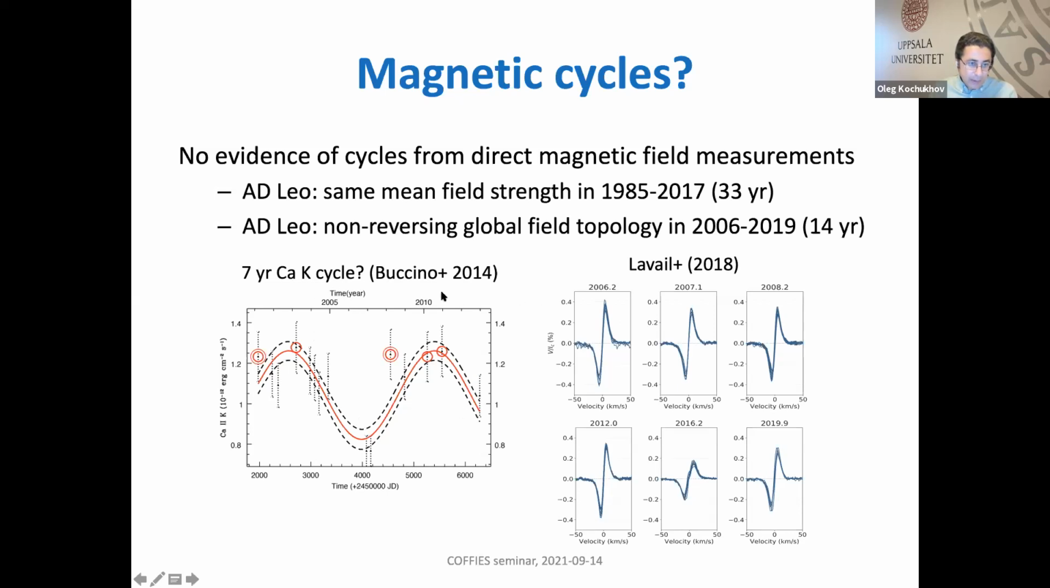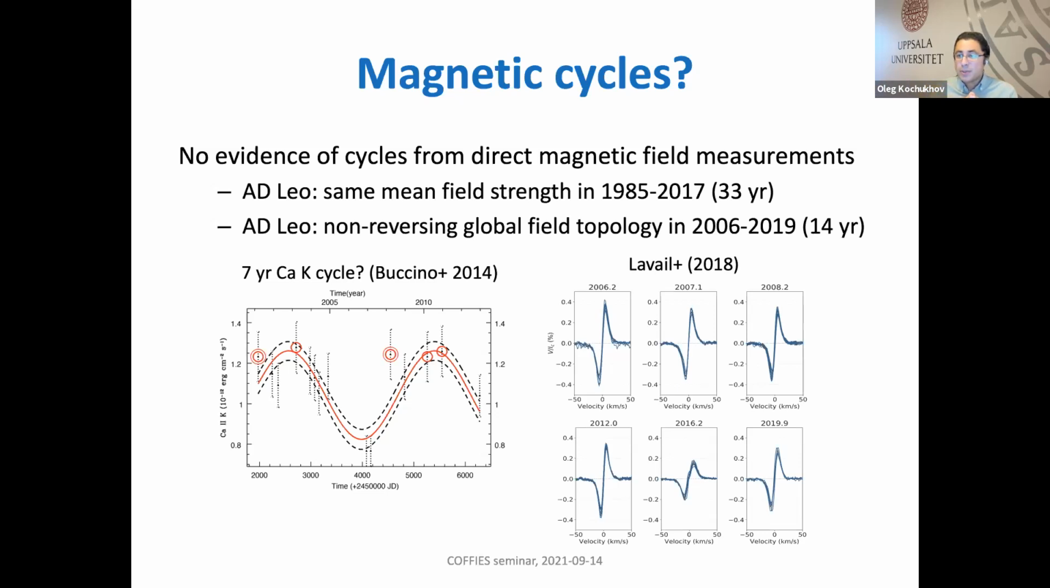And one of these suggestions is illustrated here. So in this case, I think it's for AD Leo. Yeah, AD Leo, calcium K emission plotted as a function of time, and there seems to be a sinusoidal behavior with a period of 7 years. But what is puzzling is that when we look at the magnetic field measurements, we don't really see any evidence of cycles. So for example, for this star, AD Leo, it has been measured since 1985. That's the first star in which Saar and Linsky discovered Zeeman splitting in infrared spectral lines. And it has really the same 3.1 or 3.0 kilogauss average field that is staying very, very stable.